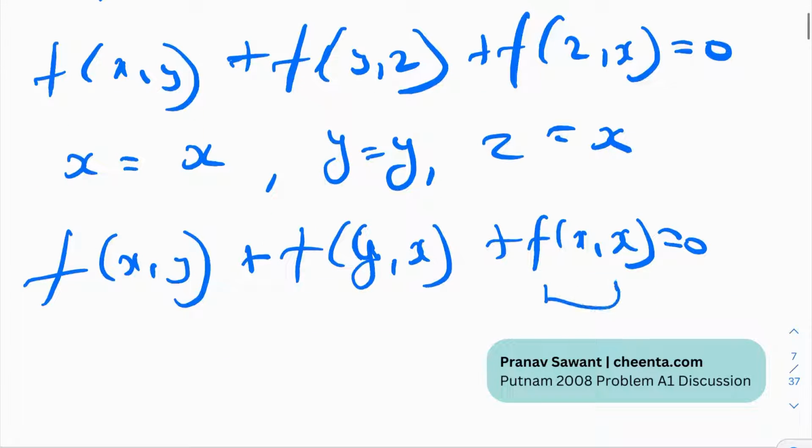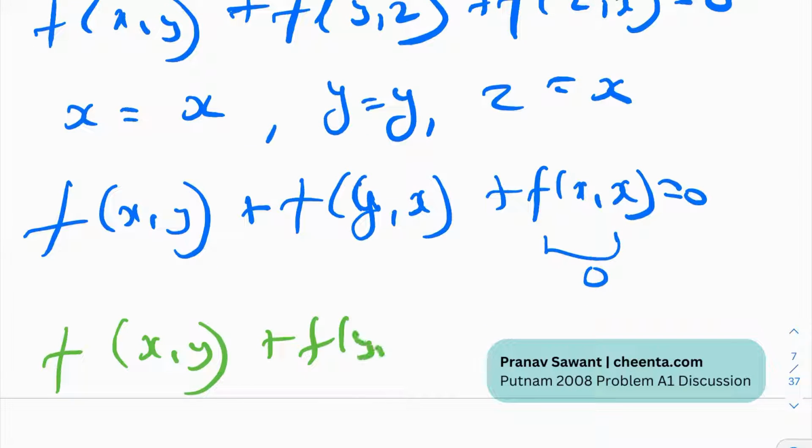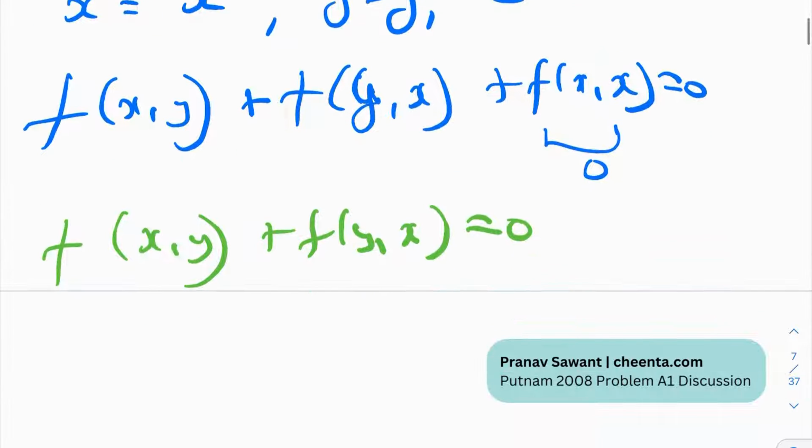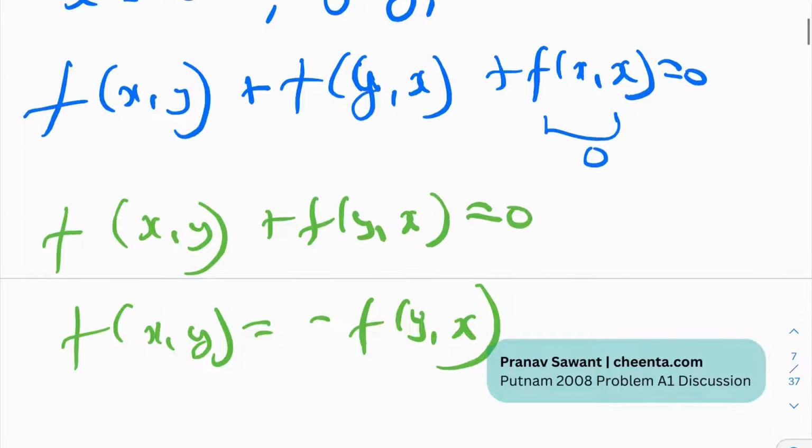Now this quantity is obviously 0 for all x, right? We just proved that above. So we get the result that f of x comma y plus f of y comma x is equal to 0. So f of x comma y is equal to negative of f of y comma x. It sort of tells us that f is maybe behaving like an odd function.